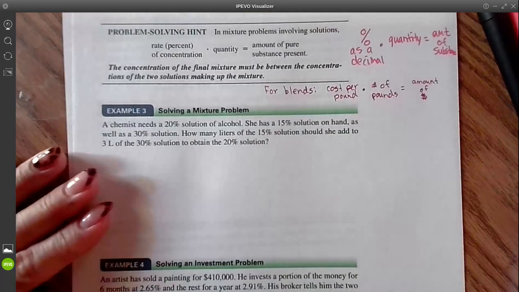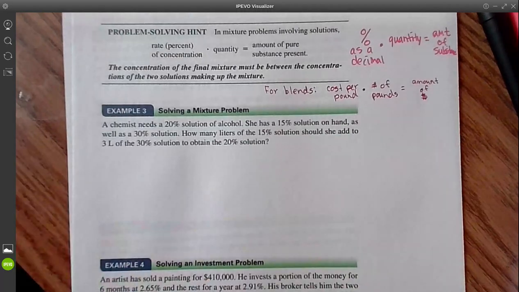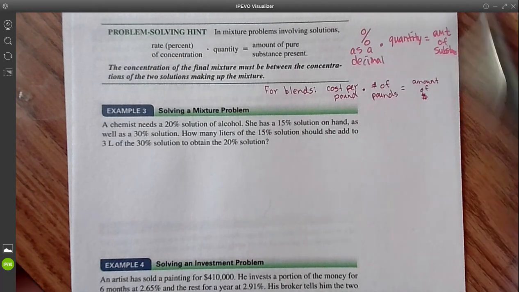So let's look at one of these with chemicals. A chemist needs a 20% solution of alcohol. She has a 15% solution on hand, as well as a 30% solution. How many liters of the 15% solution should she add to 3 liters of the 30% solution to obtain the 20% solution? Okay.